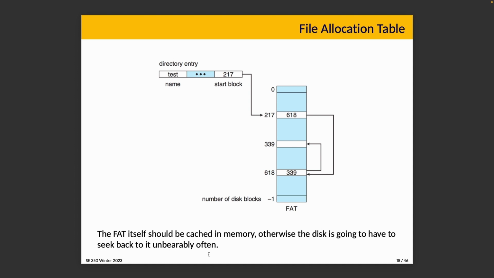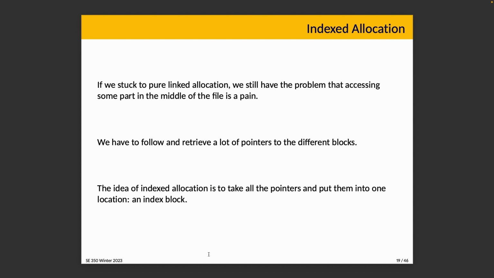So that gives us an idea of what linked allocation looks like with some clustering. But I actually want to talk about indexed allocation next as our next alternative.